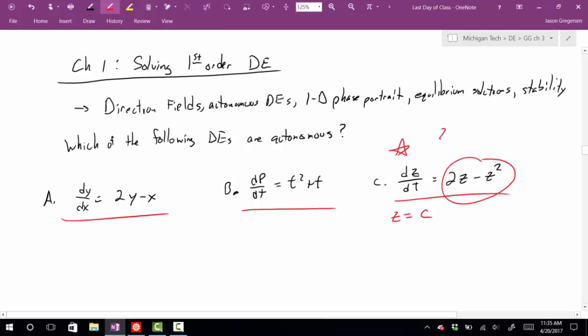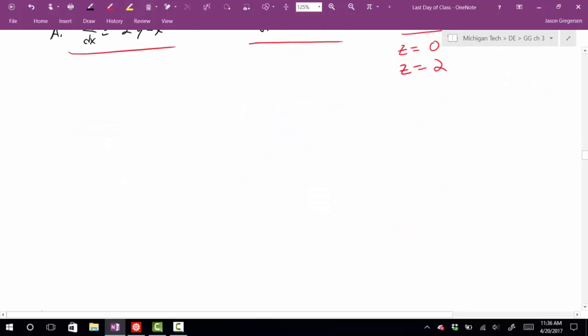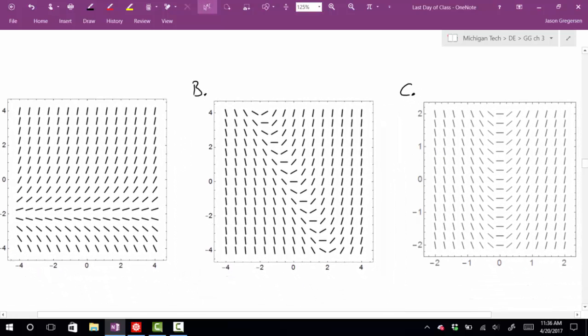So in this case, I have 2z minus z squared, which factors into z times (2 minus z). So when is the slope equal to 0? When z is equal to what and what? 0 and 2. Those are my 2 equilibrium solutions. So I should be able to look at a differential equation and determine if it's autonomous and where its equilibrium solutions are. I should also be able to look at a graph and determine if it's autonomous or non-autonomous and where its equilibrium solutions are.